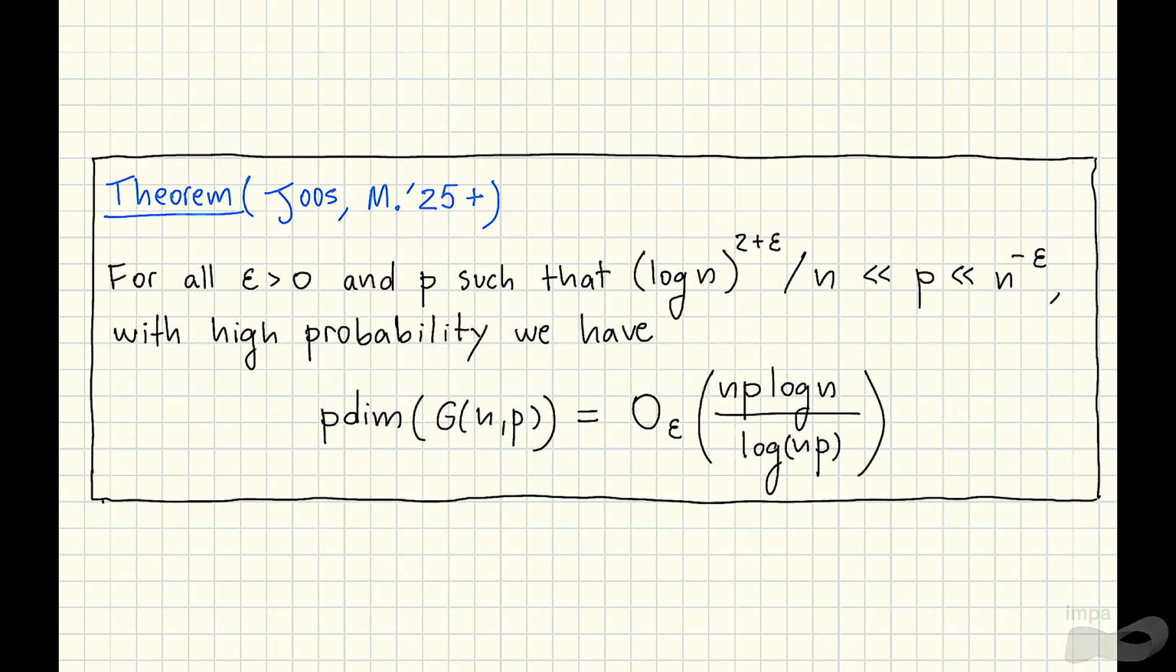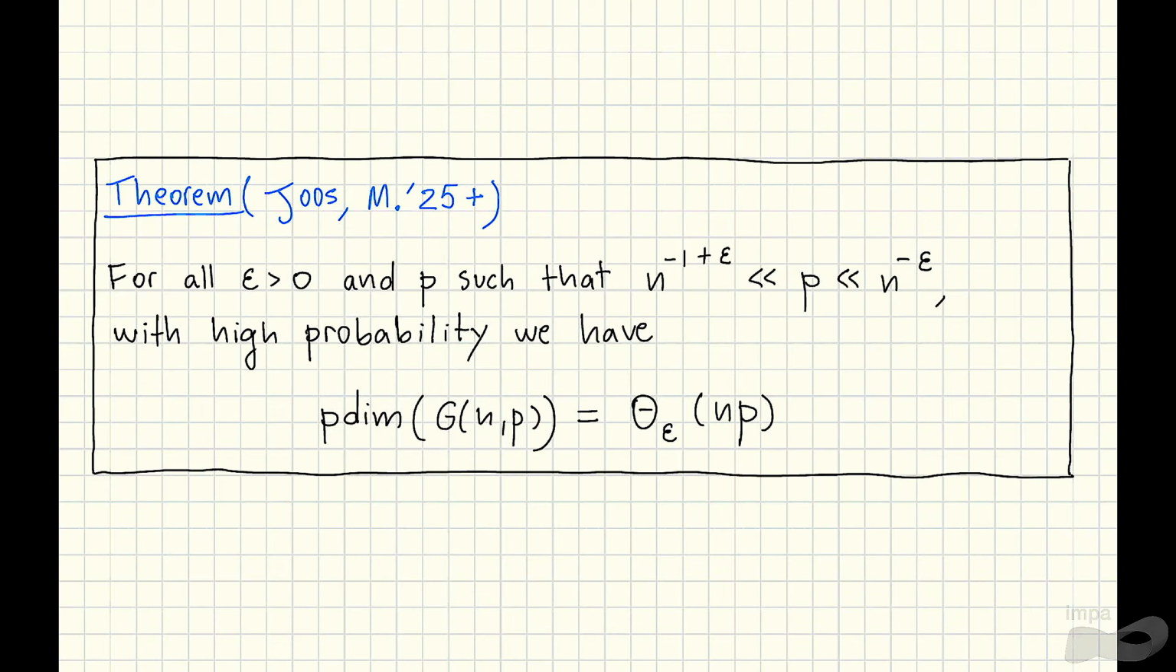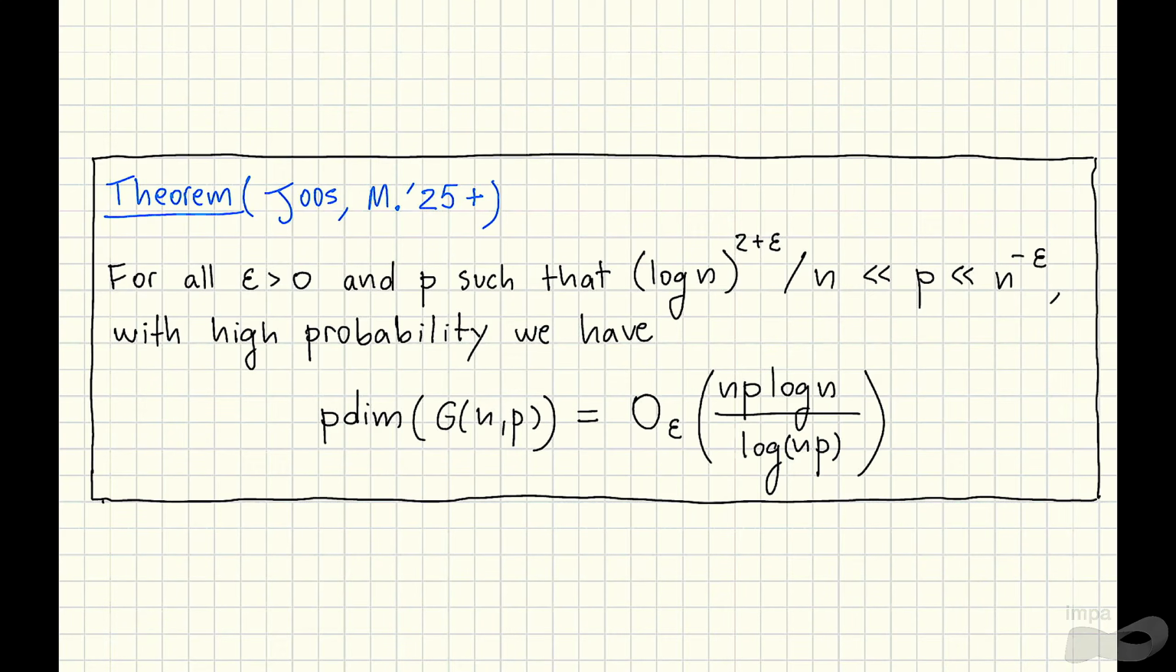And we also showed a more general upper bound. The previous theorem is actually a corollary of this one, where we could go until log n squared over n. We show that we have this expression, and then the logs cancel out if P is something with a polynomial decay. All right? Okay, good.